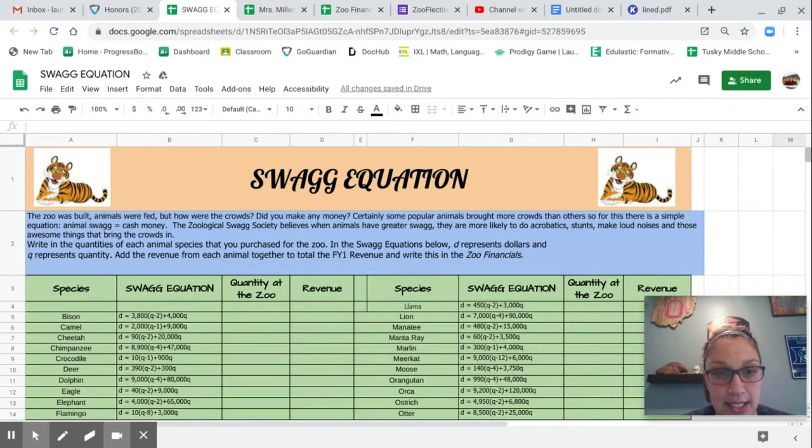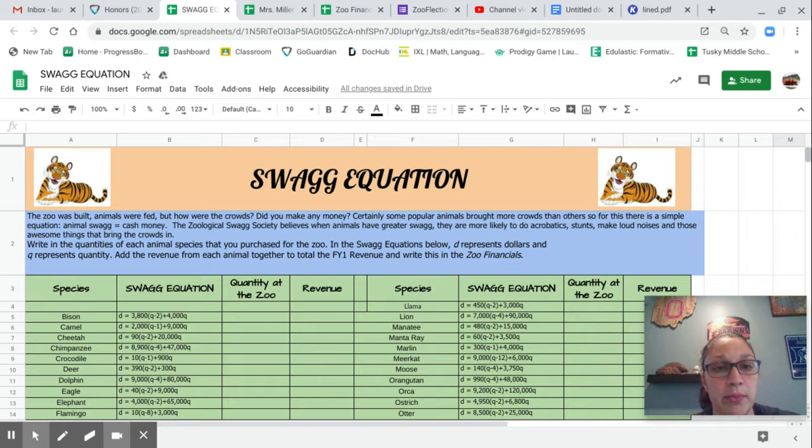The Zoological Swag Society believes when animals have greater swag, they are more likely to do acrobatics, stunts, make loud noises, and those awesome things that bring crowds in. Write in the quantities of each animal species that you purchased for the zoo. In the swag equations below, D represents dollars and Q represents quantity.